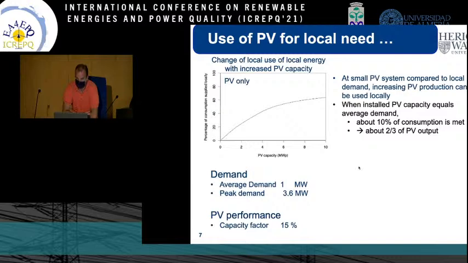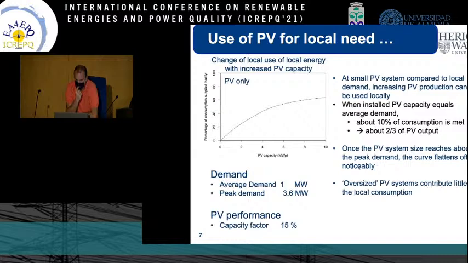So there's a point where the added benefit of spending more money on PV returns less benefit to the system. The curve flattens off noticeably, and an oversized PV system contributes little to local consumption, but leaves us with excess capacity which we might either need to export or dump. So the absolute maximum is about 70%.